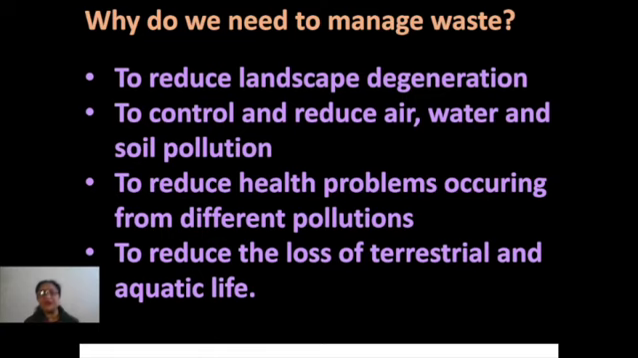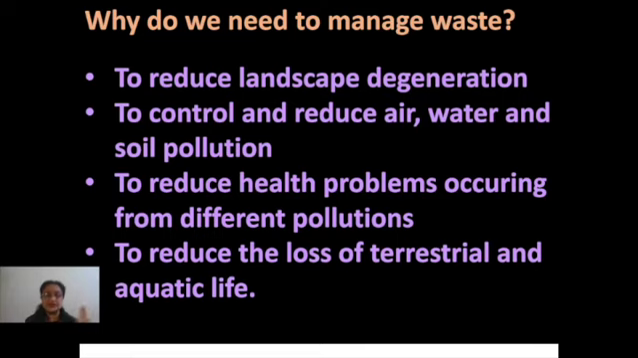Now, why do we need to manage the waste? That is again a big question in the present condition. This is a very important question which you should know, right? Now, what is the reason? Why do we need to manage the waste? To reduce the landscape degeneration. Because when the waste is dumped outside on any piece of land, naturally it will cause harm to the surrounding area and the land also. So to reduce the landscape degeneration, that is one reason.